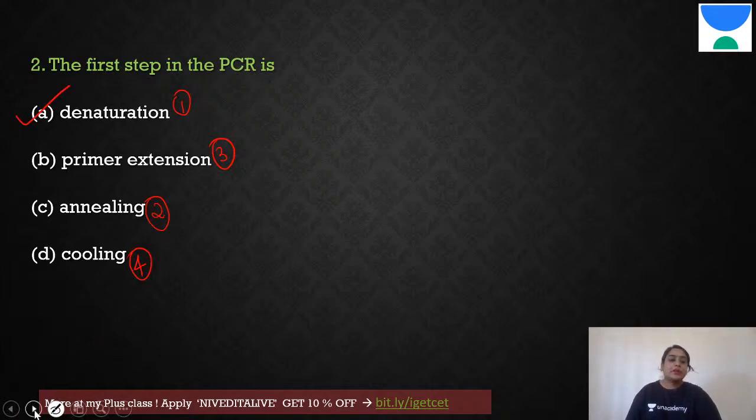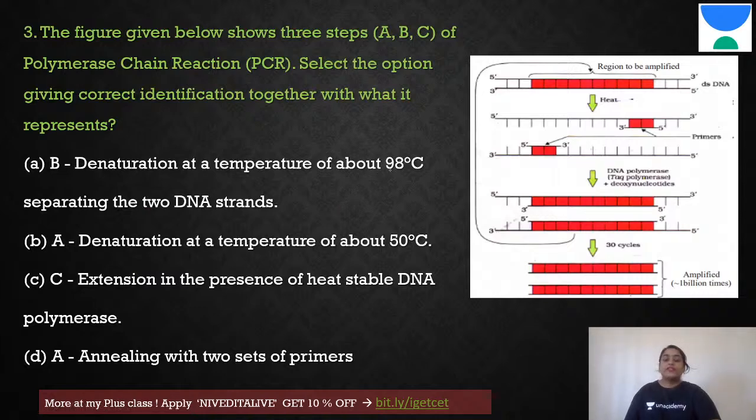Okay, next one. In the figure given below, steps are there. So this is A, this is B, and this is C, and this is D. So what is A, B, C, D? Their options are given here. One statement says that B is the denaturation at a temperature of about 98 degrees, separating the two strands. Is B that way? No. B is not denaturation. B is primer annealing. So therefore that is not the option.